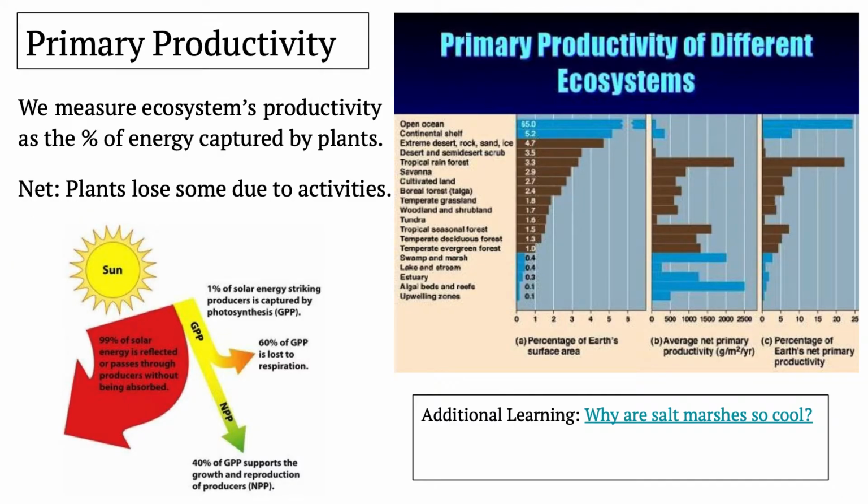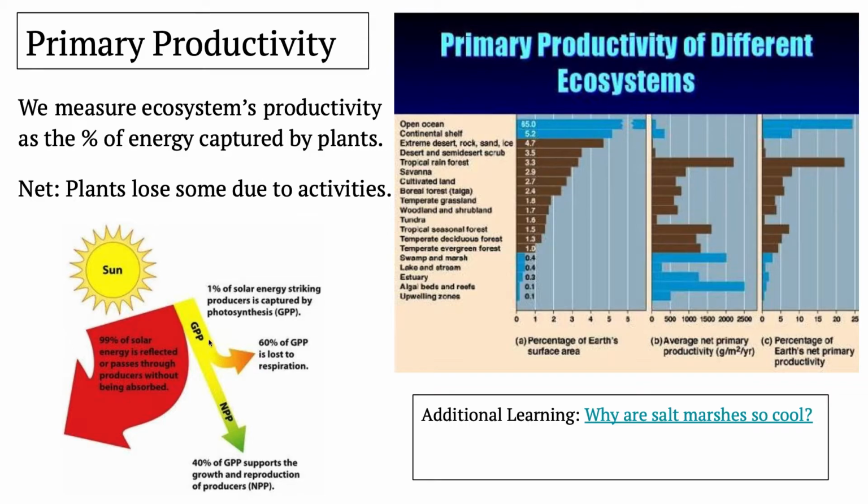Now, primary productivity is sort of your take-home paycheck. We measure how much money an ecosystem has based on the amount of solar energy that's captured by plants. This is the bottom of the food chain. This really determines what other organisms can do and how successful they are.